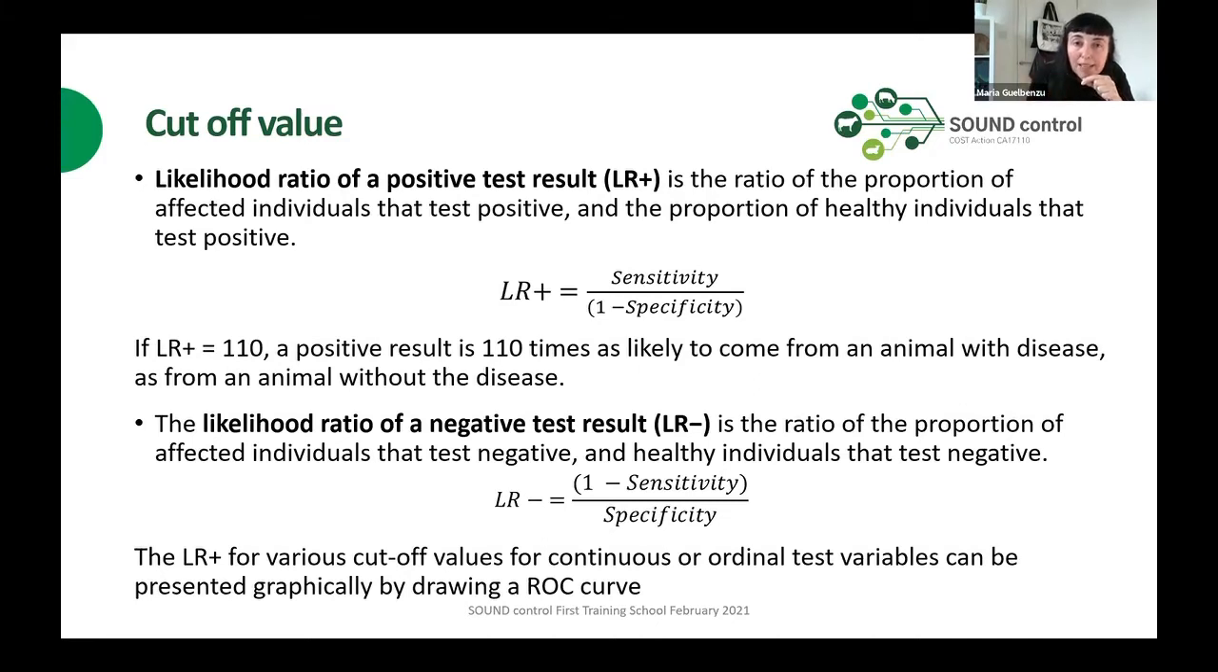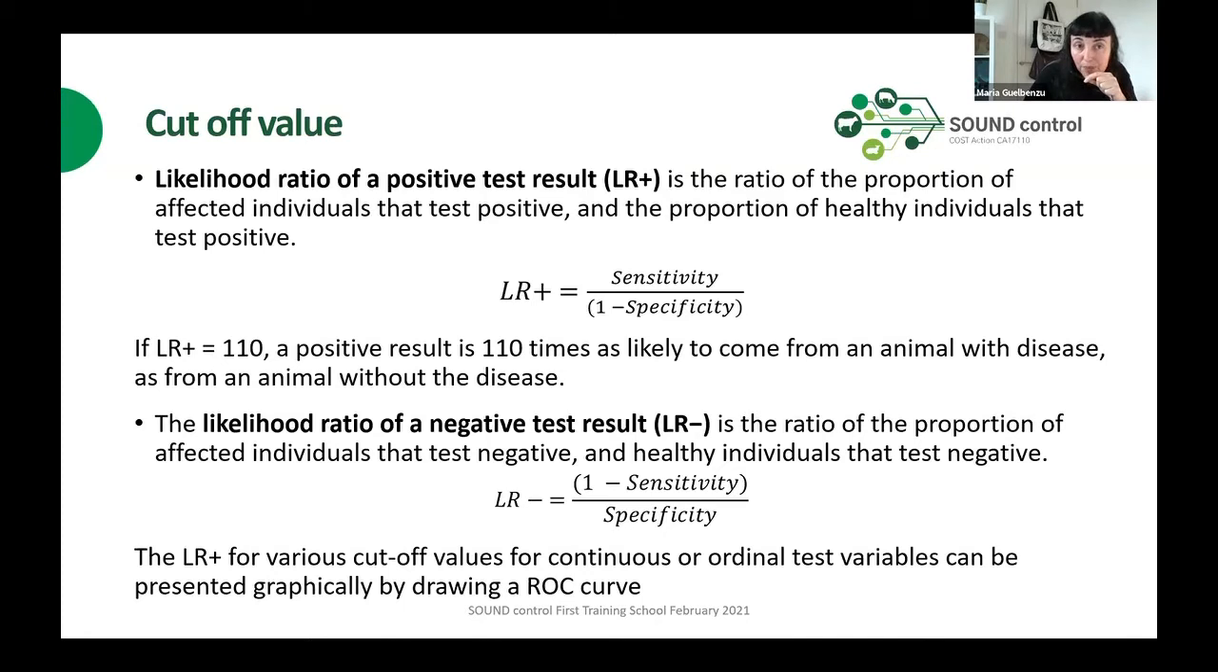How do we interpret this? The higher it is, the better. So for example, if we have a likelihood ratio of 110, it means that a positive result is 110 times as likely to come from an animal with the disease as from an animal without the disease. And it is this likelihood ratio of a positive result that we can use for determining the cutoff values.